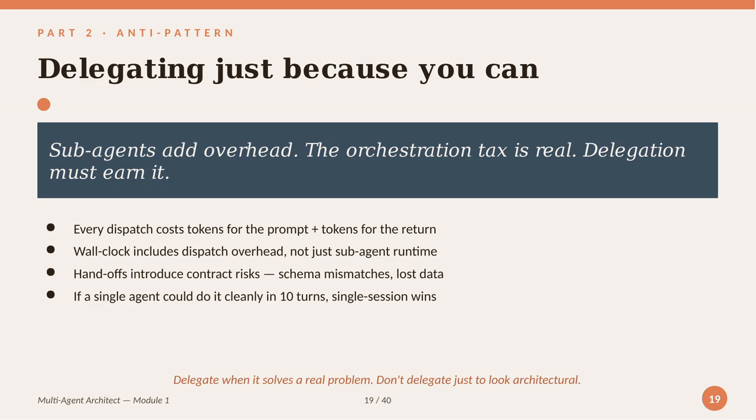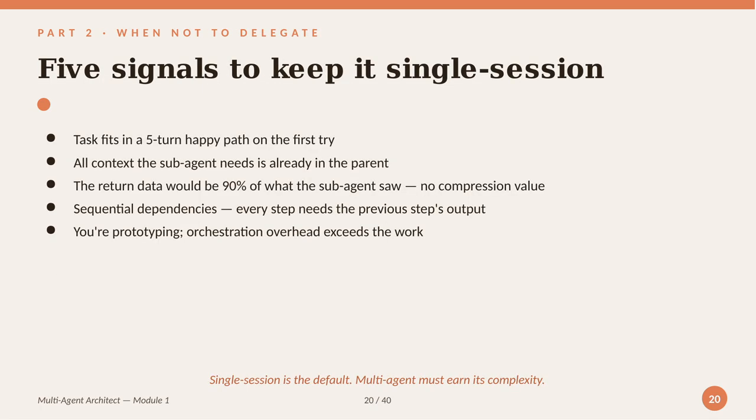The threshold matters. Subagents earn their keep when one of the 3 structural reasons applies: specialization, parallelism, or context isolation. Without one of those reasons, you're paying overhead. 5 signals to keep it single session. The mirror of the delegation framework.